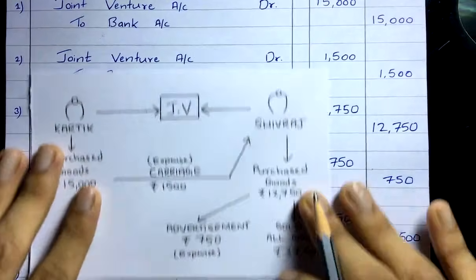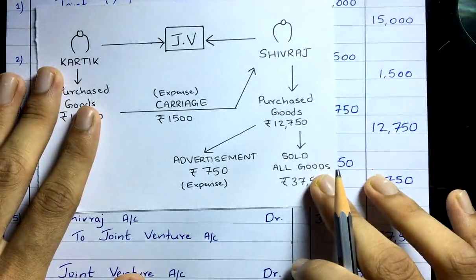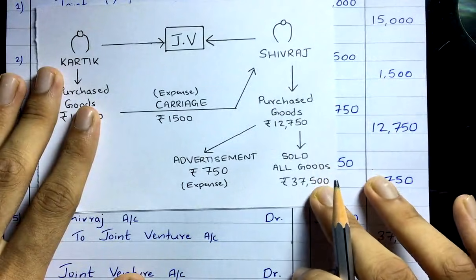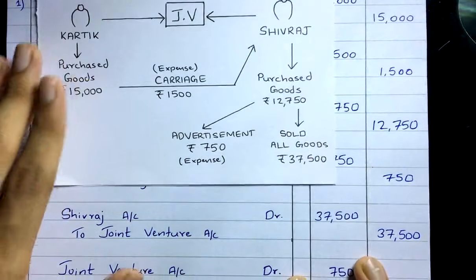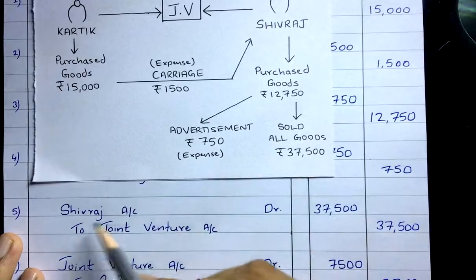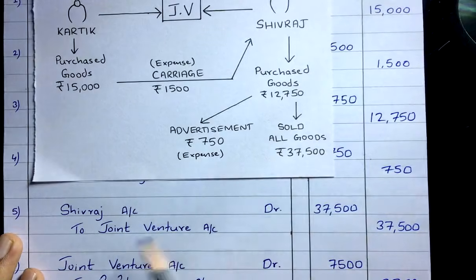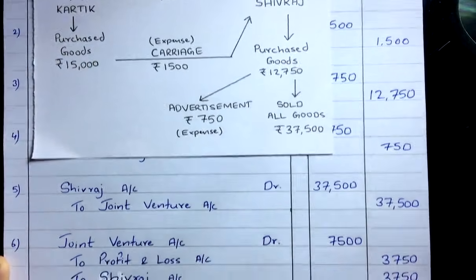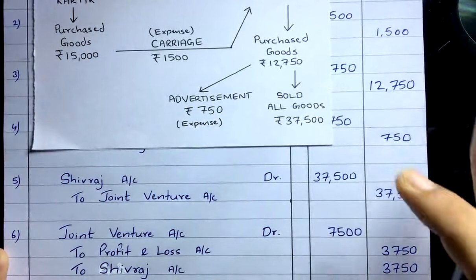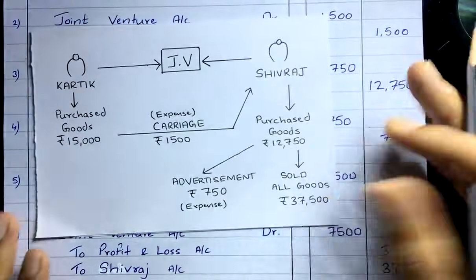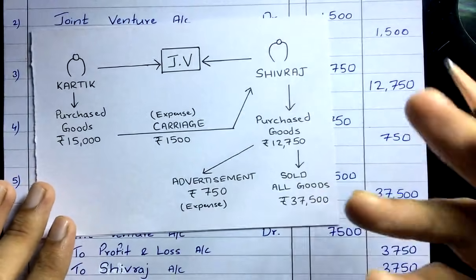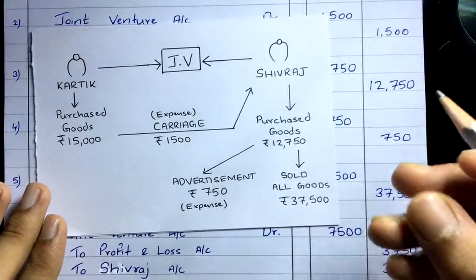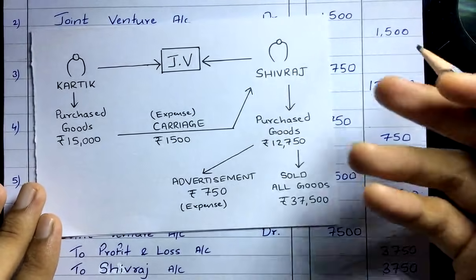And then what happened? Shivraj sold all the goods for 37,500. So now the entry would be Shivraj account debit 37,500 to joint venture account 37,500. Now, what's the meaning of this entry? See, it's very simple. What is sales? Tell me, what is sales? Sales is revenue, right? Sales is income. When you sell something, you get cash, you get money.